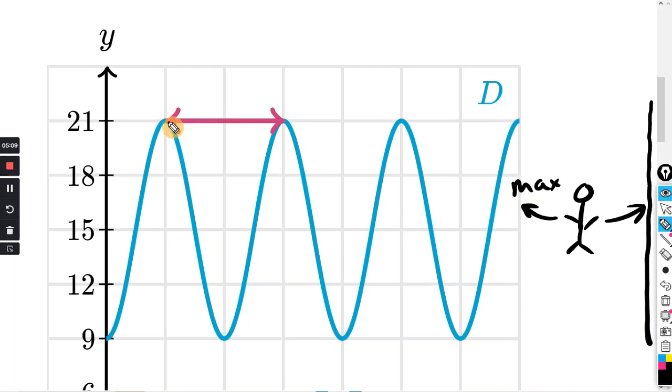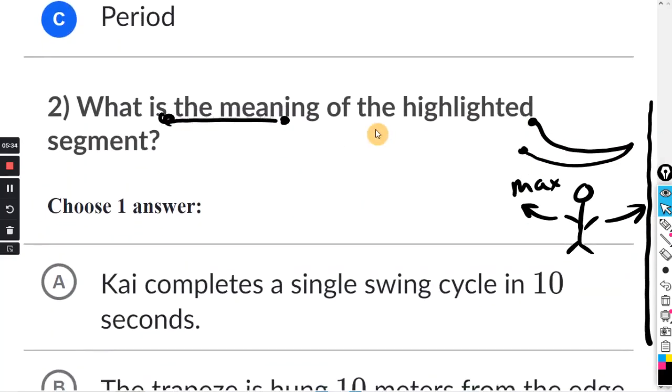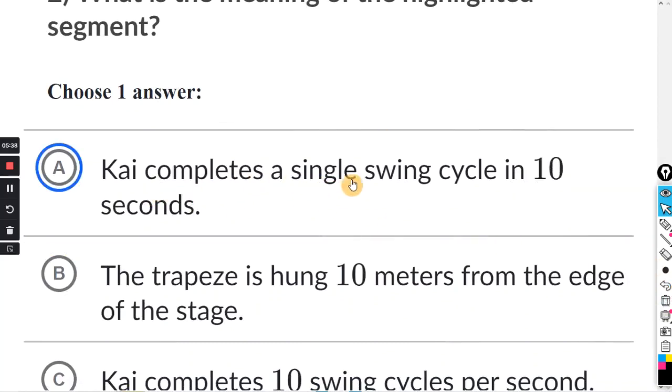So if you take this highlighted segment from max to max, that is the time for him to swing from the max to the min and back to the max again. So it's basically the time for him to swing one cycle back and forth. So that's all that is. So that is a period. And the meaning of the highlighted segment: Kai completes a single swing cycle in 10 seconds.